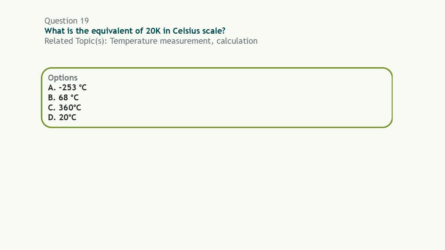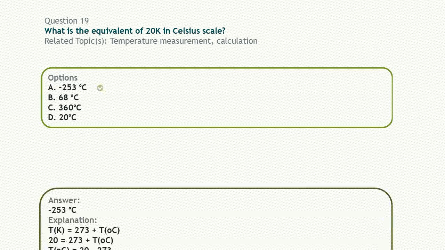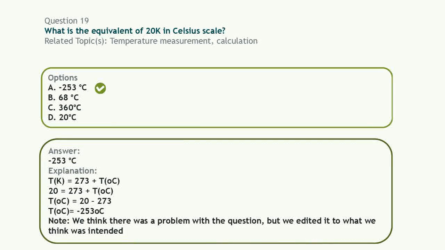What is the equivalent of 20 Kelvin in Celsius scale? To convert from Kelvin to Celsius scale, we subtract 273. If you want to convert from Celsius to Kelvin, you add 273. If you are converting from Kelvin to Celsius, you subtract 273. So we subtract 273 from it. You are going to have 20 minus 273, and that is minus 253 degrees Celsius.